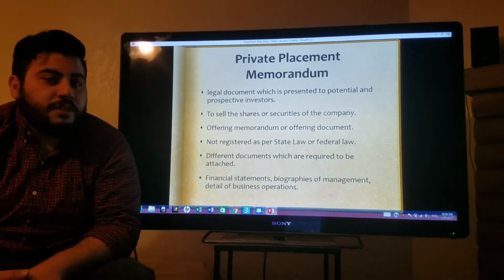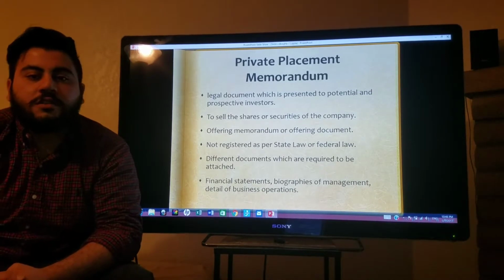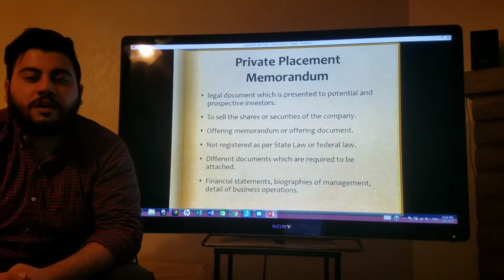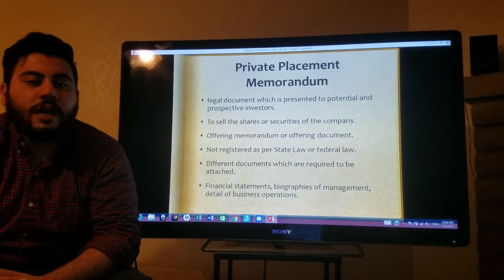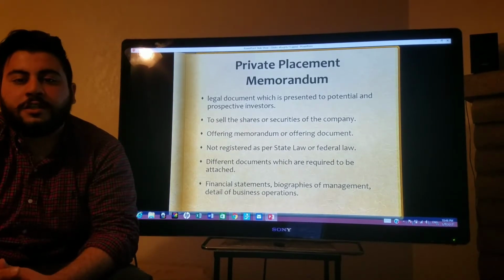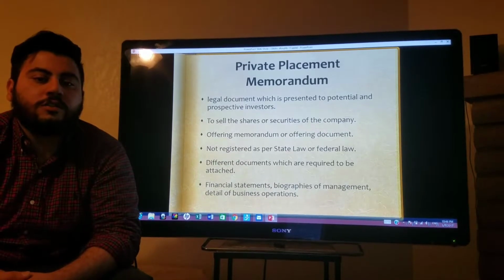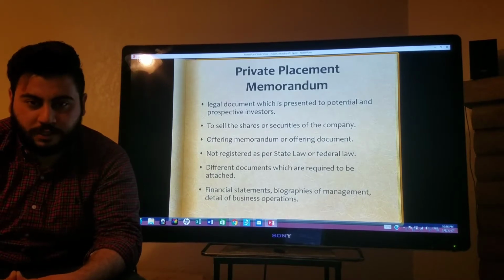Private placement memorandum is considered to be a legal document which is presented by the organization to its potential and prospective investors in order to sell the shares or securities of the company, in order to raise capital for the company.